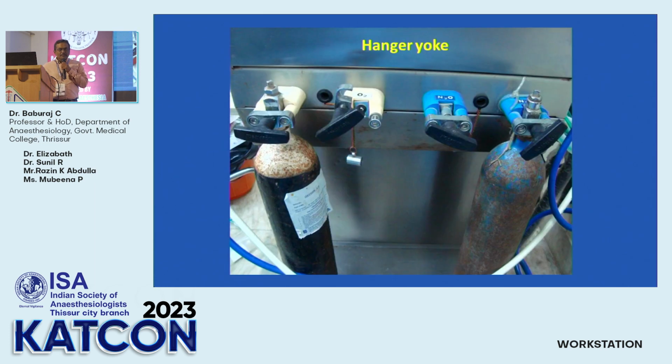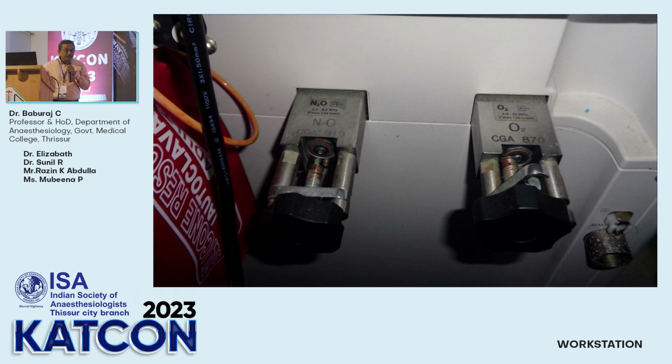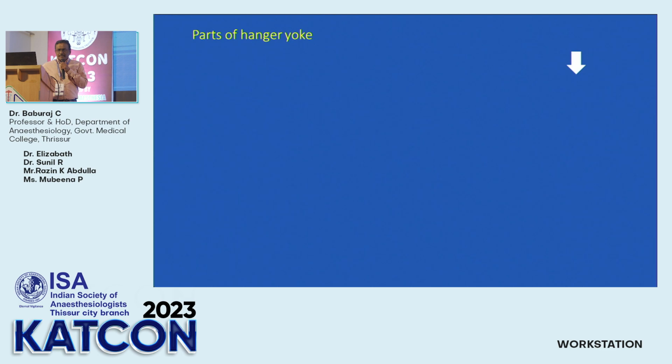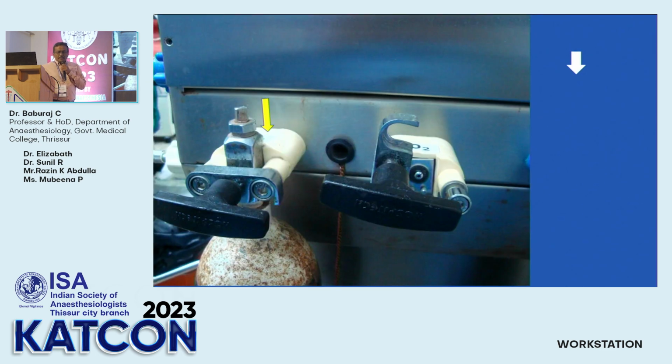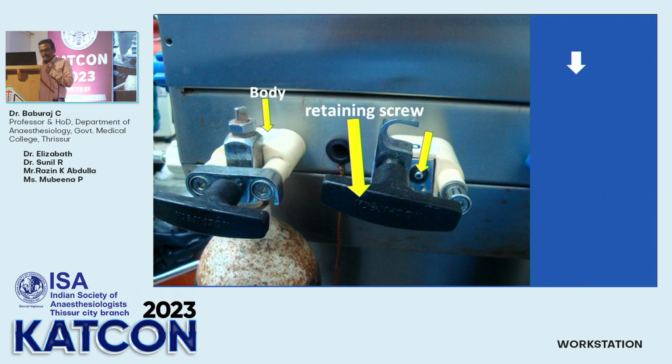So this is a hanger yoke. This is the hanger yoke of the modern workstation. There's not much difference. So let us learn the parts of the hanger yoke. This is the body of the hanger yoke. Then this is the retaining screw, which fixes the cylinder to the hanger yoke. Then comes the nipple, through which gas enters the machine. Then comes a washer, which is called the Bodok seal. And then come two pins, you can see there. They are called the pin index system.